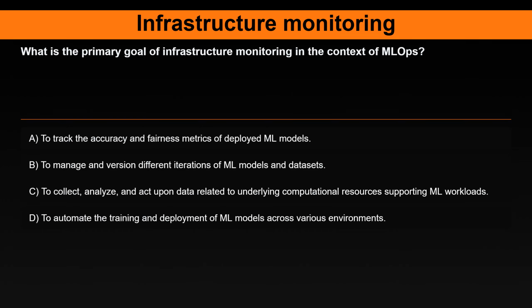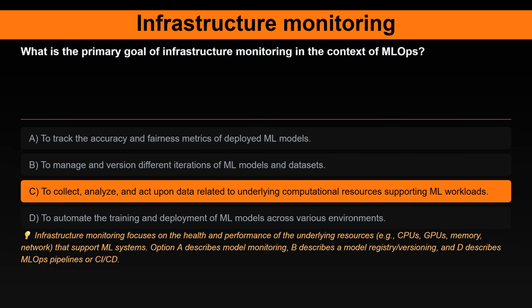Question 10. What is the primary goal of infrastructure monitoring in the context of MLOps? Option A, to track the accuracy and fairness metrics of deployed ML models. Option B, to manage and version different iterations of ML models and datasets. Option C, to collect, analyze, and act upon data related to underlying computational resources supporting ML workloads. Option D, to automate the training and deployment of ML models across various environments.